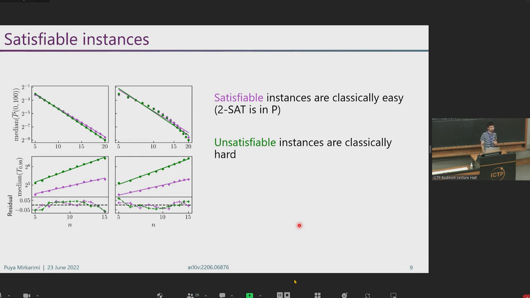And we find that while for both quantum walk and AQC, satisfiable instances are easier, for quantum walk the scaling appears to be exponential. And for AQC, the results aren't as conclusive. What we can get from this is that a hybrid algorithm involving a classical algorithm would also be beneficial for solving these instances that are satisfiable efficiently.